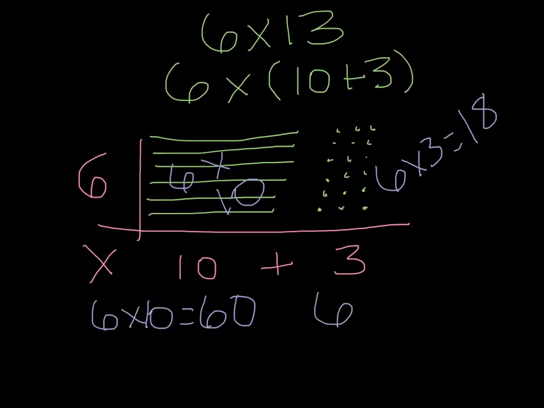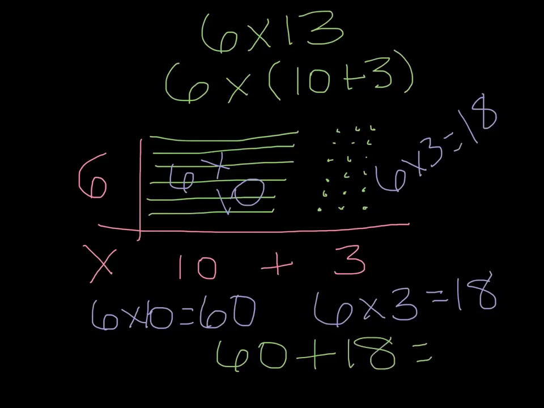So now let's think back to our first video. I have 2 parts here. So they call these partial products because I'm trying to solve 6 times 13. So this is one part, and this is the other part. I need to take the sum of those. I need to add them together. So 60 added to 18 is 78.